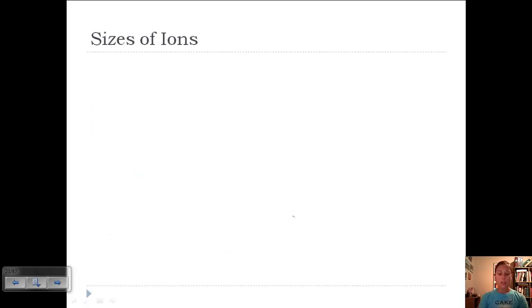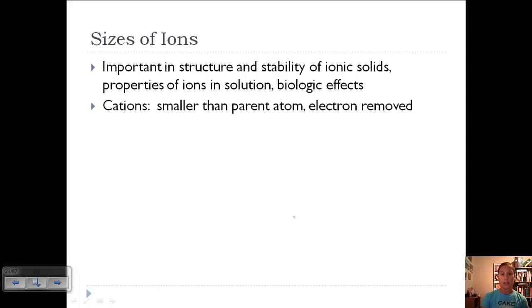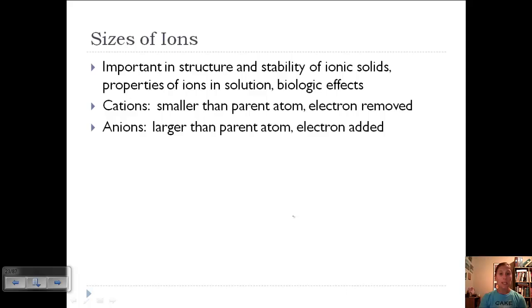Let's also use the periodic table to talk about the size of ions. The size of ions is important in the structure and stability of ionic solids. It's also important in the properties of ions in solution and in some biologic effects. Cations are going to be smaller than the parent atom, because they are losing electrons. Anions are the opposite. They become larger than the parent atom. The parent atom we consider to be the neutral atom. Anions are larger because electrons are added.